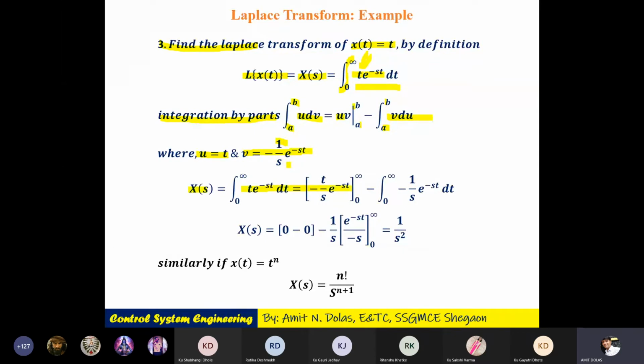Putting into this equation, x of t is equal to t, इसका transfer function मिला है हमें 1 by s square, by putting of course the limit into this part. 1 by s square. Okay, if x of t is equal to t, t means it is t to the power 1. If there is some order to the t, that is say t square, t cube likewise, then if you solve this, then x of s is n factorial divided by s to the power n plus 1.